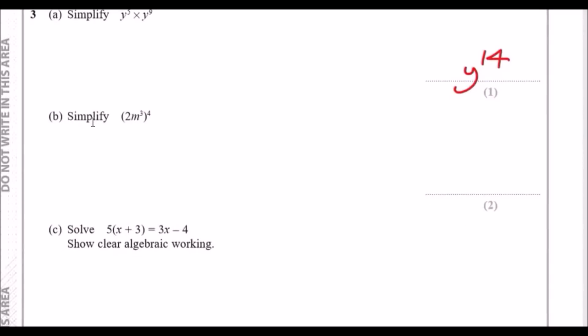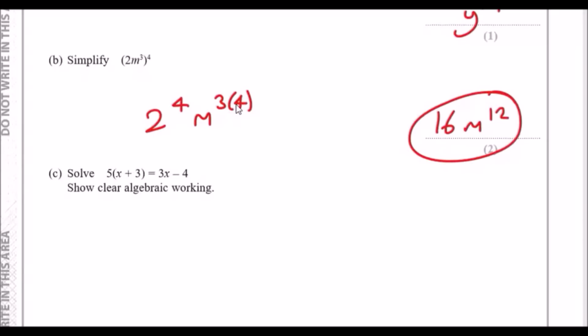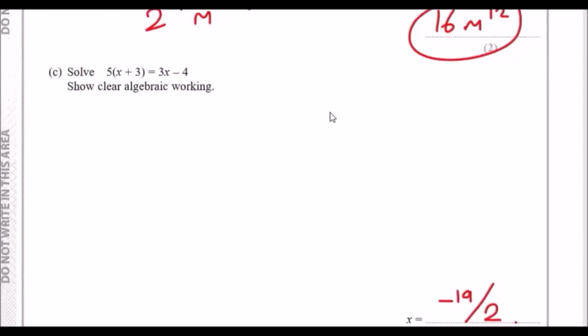Next one, simplify 2m cubed all to the power 4. All this means is that you stick the power 4 onto both of these terms. So it'll be 2 to the power 4 and m cubed to the power 4, and you just literally stick it on like that. So 2 to the power 4 in your calculator, because of course it's a calculator test, will give you 16. And then 3 times 4 is 12, so it's m to the 12. Seriously, make your life easy. Don't get too complicated, these questions are usually quite straightforward.